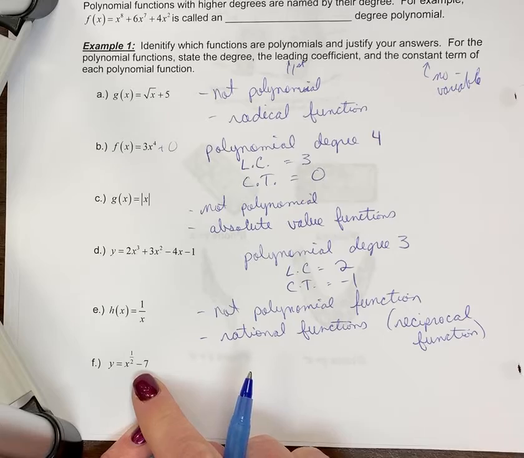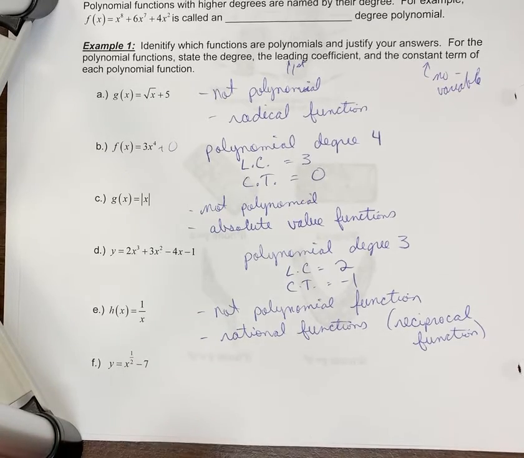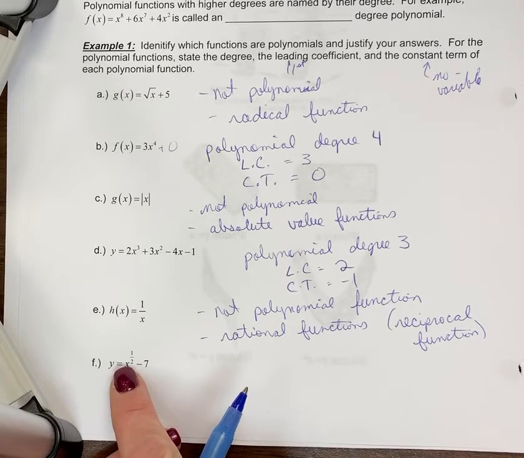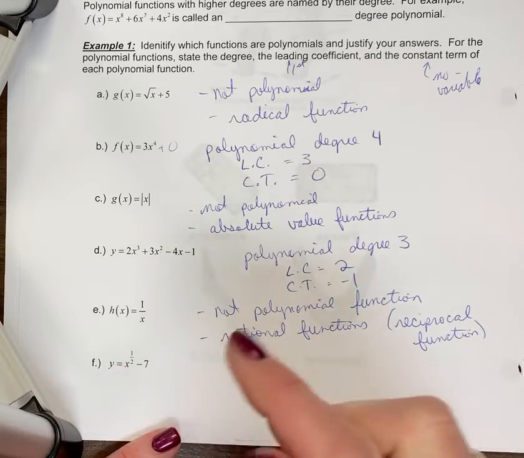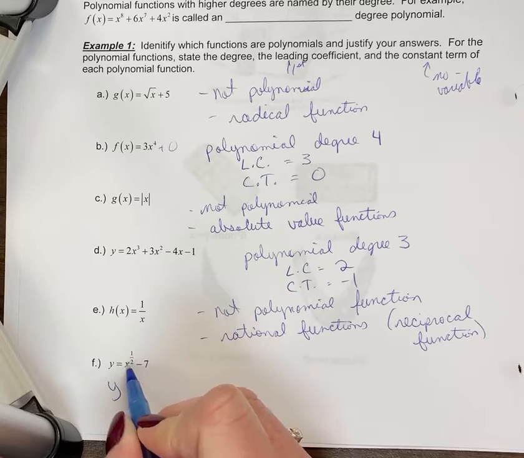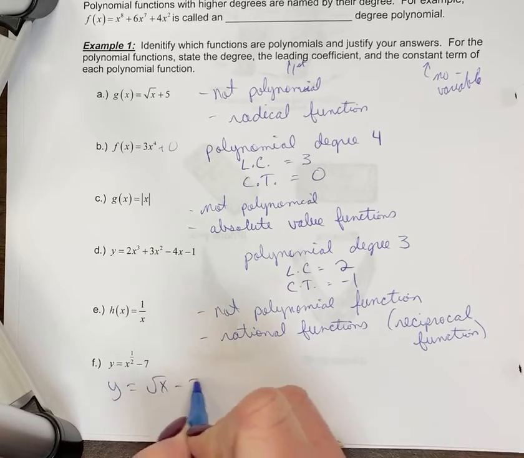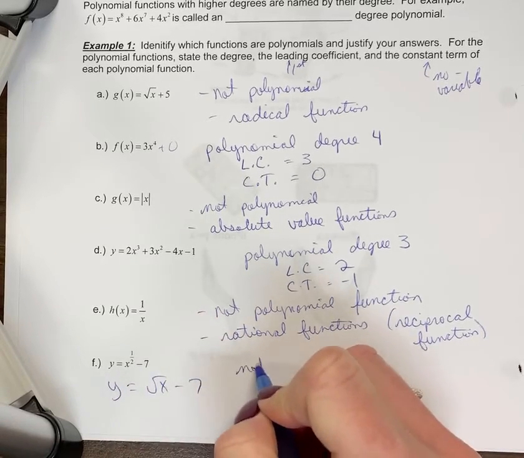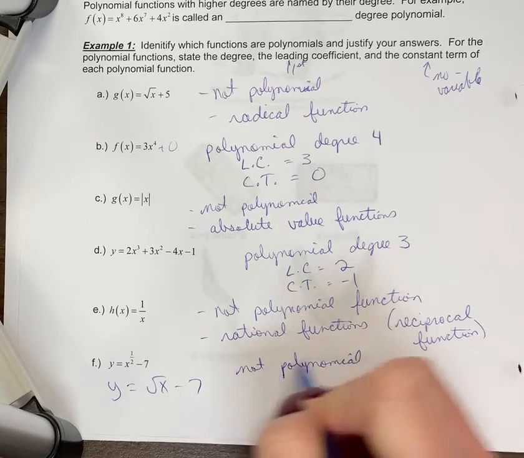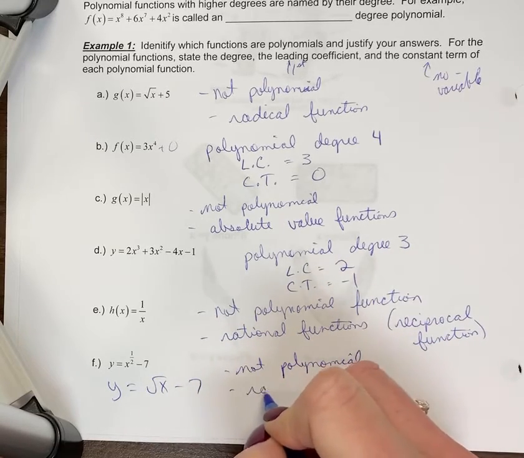Okay, the next one. At first glance, I start to go, hey, it has an exponent. Maybe it's polynomial. It has to be a whole number. Okay, here's why. If it's a fraction, then really we can write this as a radical. x to the 1/2 is the same thing as the square root of x. So this is not polynomial. Okay, it's actually a radical function.